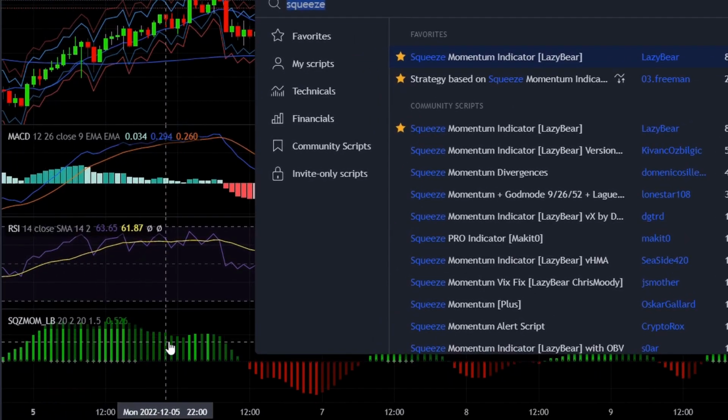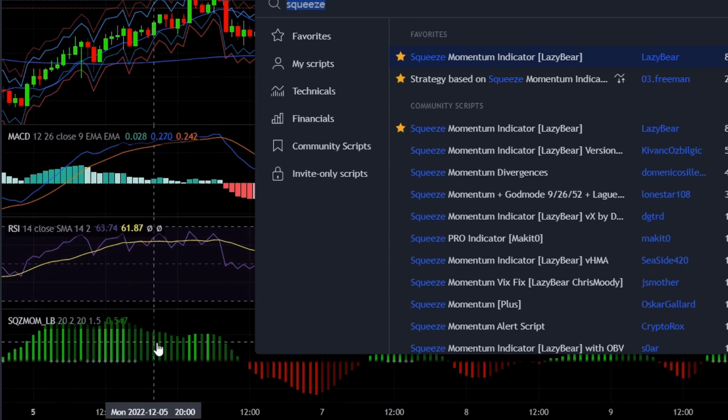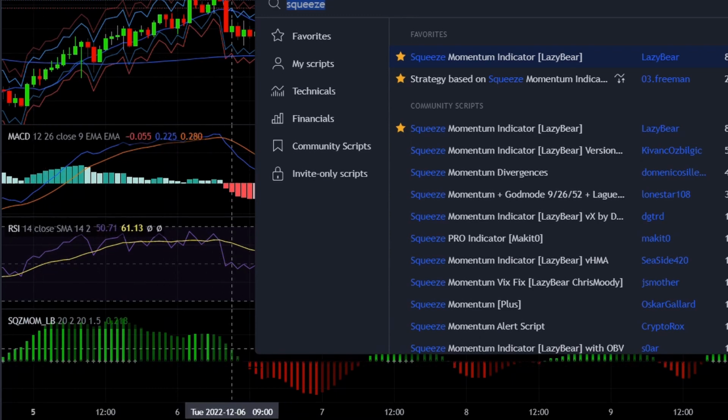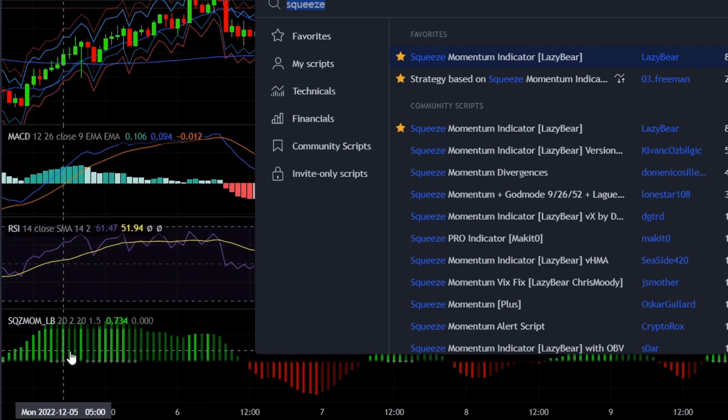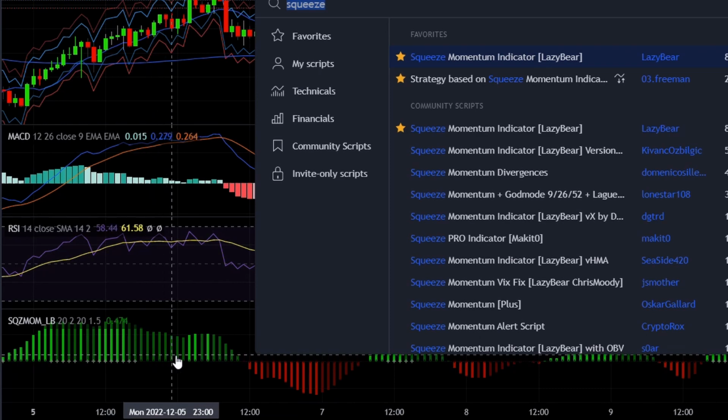As you can see, this indicator prints green and red bars. When the bars are green, it usually means a bullish momentum, and when they are red, it means a bearish momentum. What I decided to do in case of a long position is to exit the position when the squeeze momentum turns to red, and opposite is true for shorts.